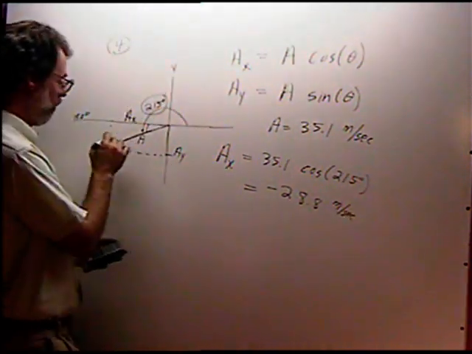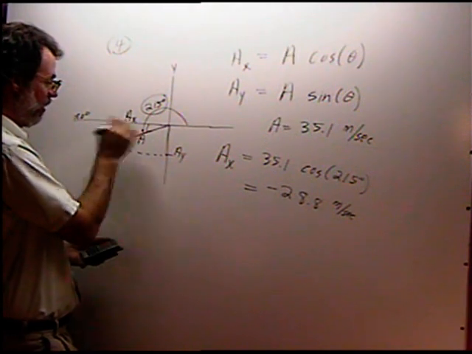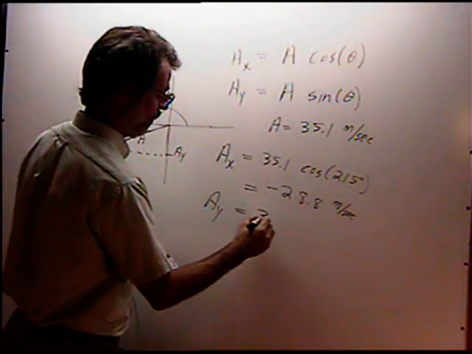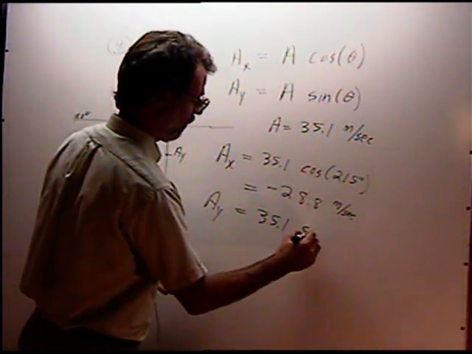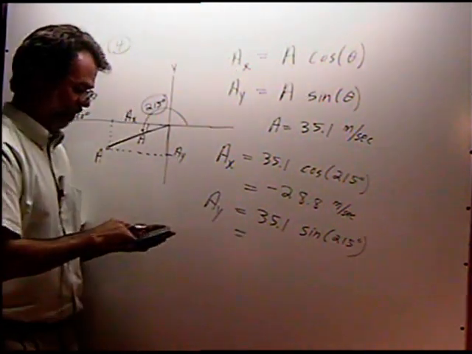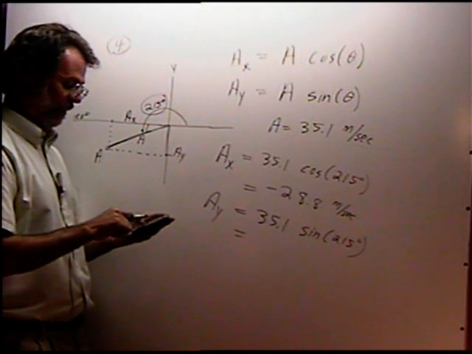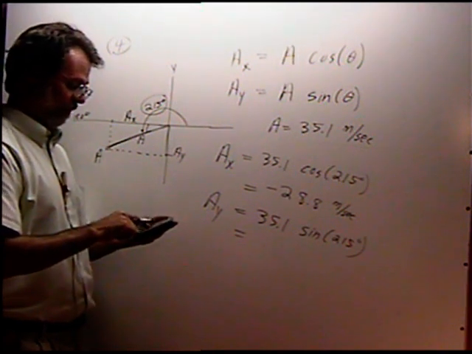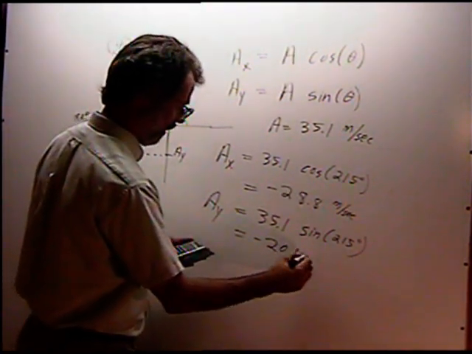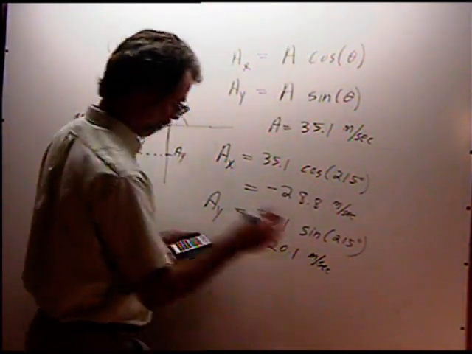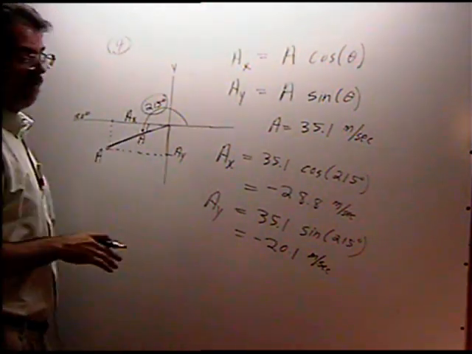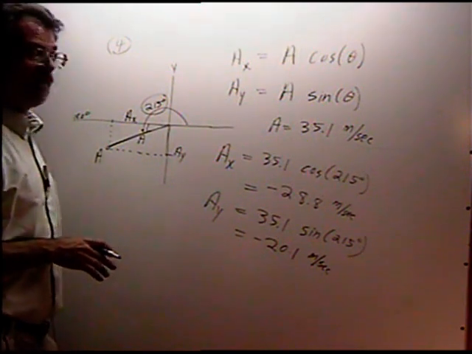That's the x component. Notice it's a negative number. The y component is 35.1 times the sine of 215 degrees, and I plug that in and get minus 20.1 meters per second. So those would be the two x and y components of this velocity vector.